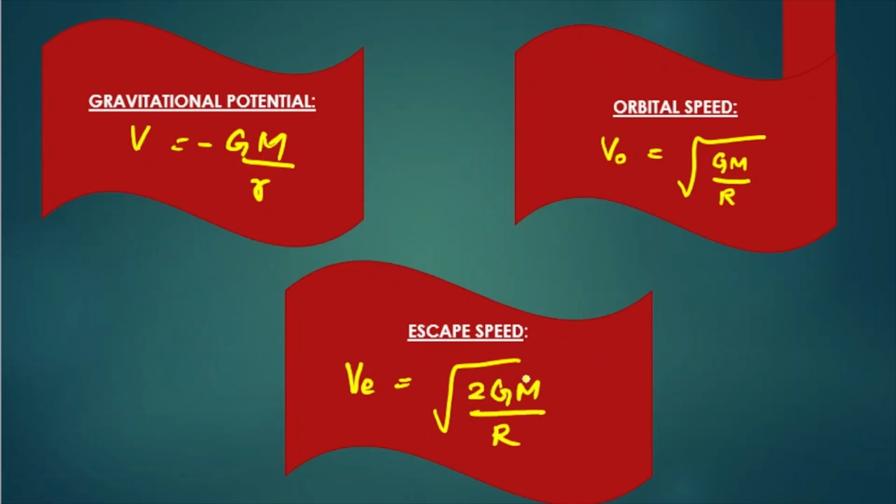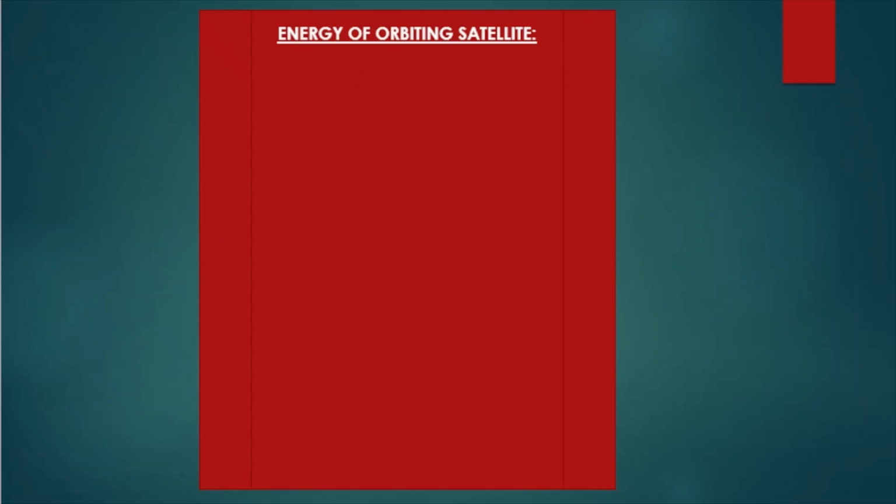What is the formula for escape speed? Your Ve is equal to the square root of 2GM by r. It is the formula for escape speed. Clear? Got that? Okay, right. Now we are moving on to the next topic, which is the time period of the satellite.